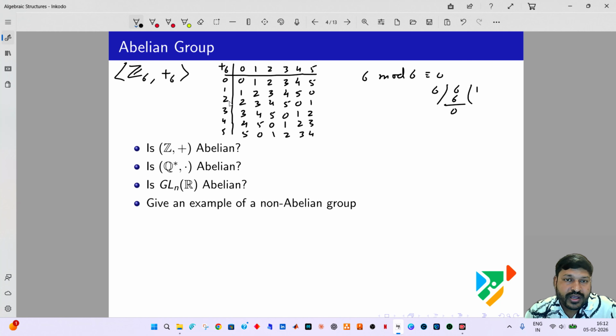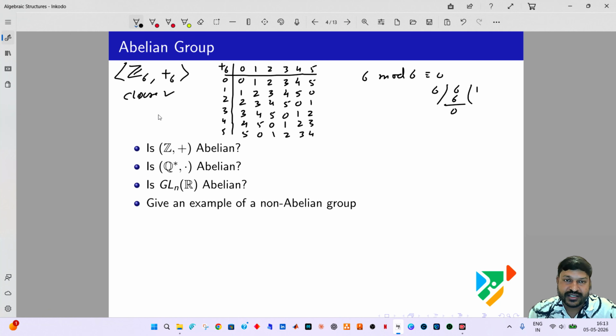Now, is this a group? First, closure property. What do you mean by closure property? Closure property means you pick any two elements and perform the given binary operation, addition modulo 6, and the result will belong to the same set. As you can see in the Cayley table, you have picked all the possible pairs and performed the given binary operation, and you see all the entries are between 0 to 5 inclusive. So the closure property is satisfied. Associativity you cannot verify here. You need to verify it separately.